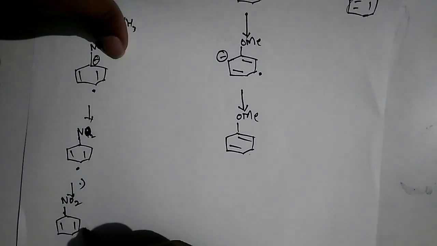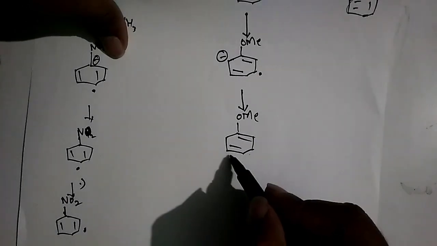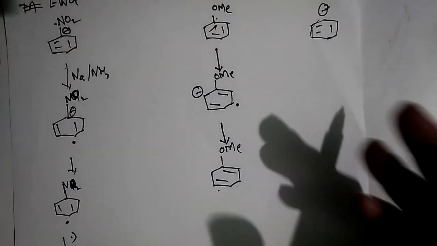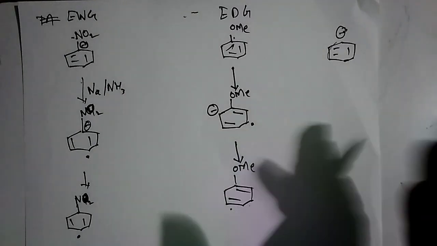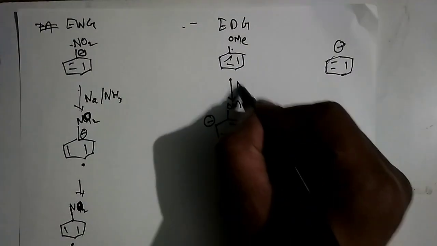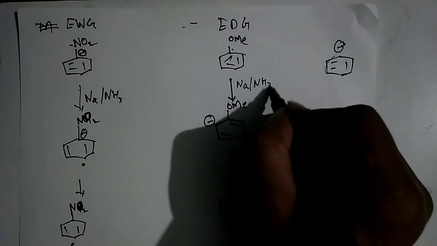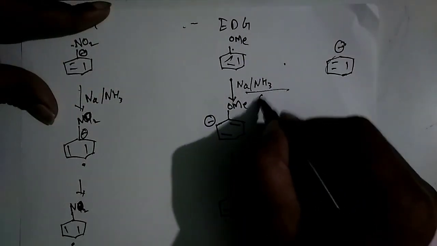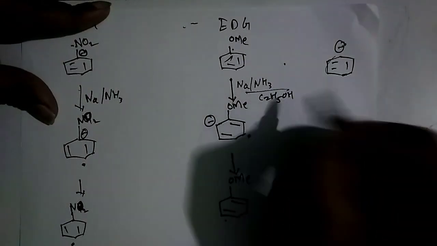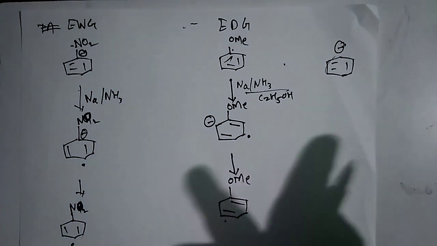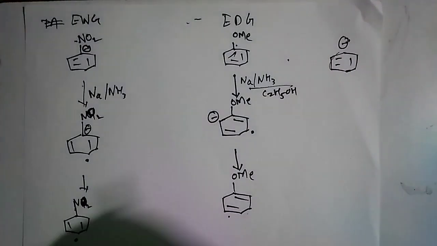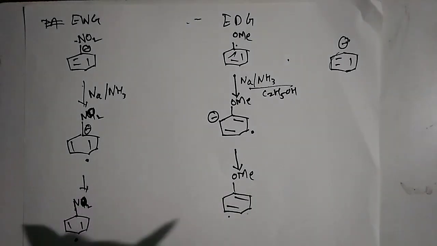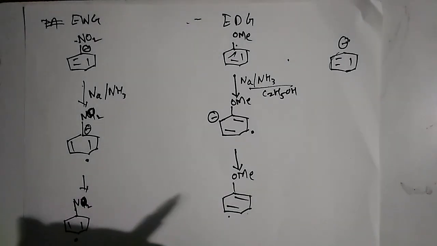So this is the basic difference between an electron withdrawing group and an electron donating group if it is present on the benzene ring, and you are given the Birch reduction conditions. Along with this, you might be provided with ethanol or methanol or any alcohol, which is just used as a promoter. So next we'll go for some examples.